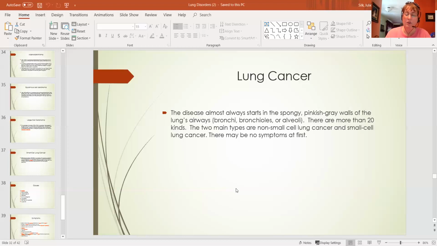And then the third one is large cell carcinoma. That's the third type of non-small cell. This one can appear in any part of the lung. It tends to grow and spread very quickly, and it's harder to treat.